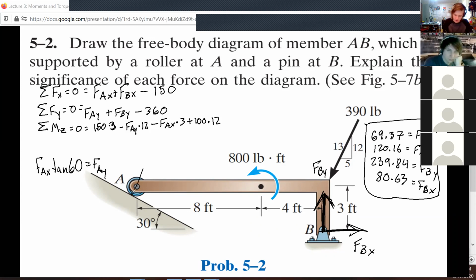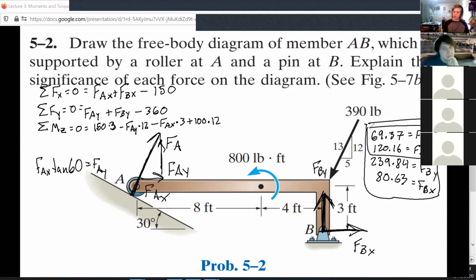And then we have our FA, and it's split up into its components, FA of Y and its component FA of X. All right, so we have found all of the component forces. Normally, we would take our FA of X and FA of Y over here, and we would use them to find out what FA is.